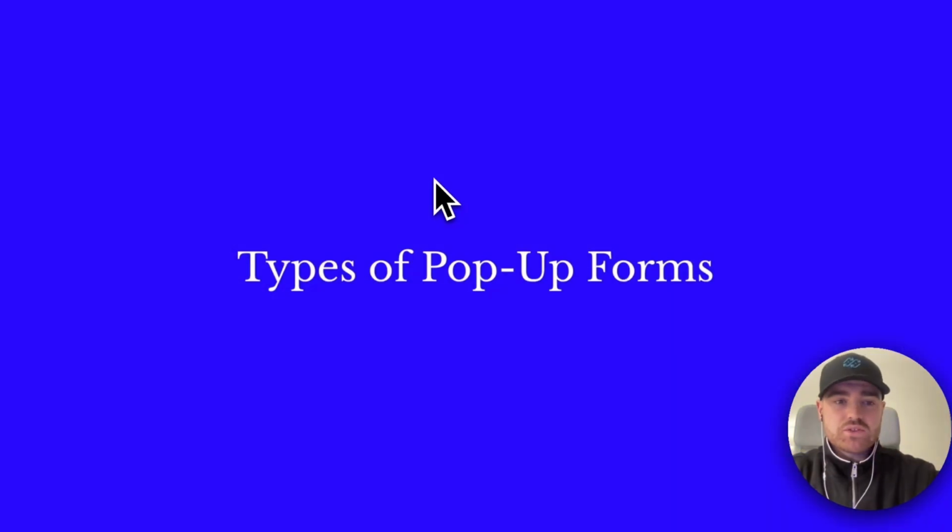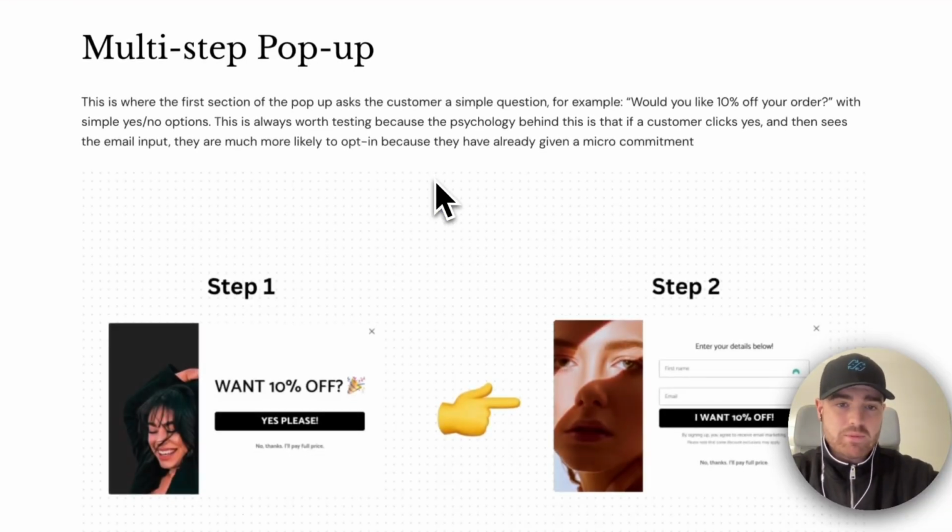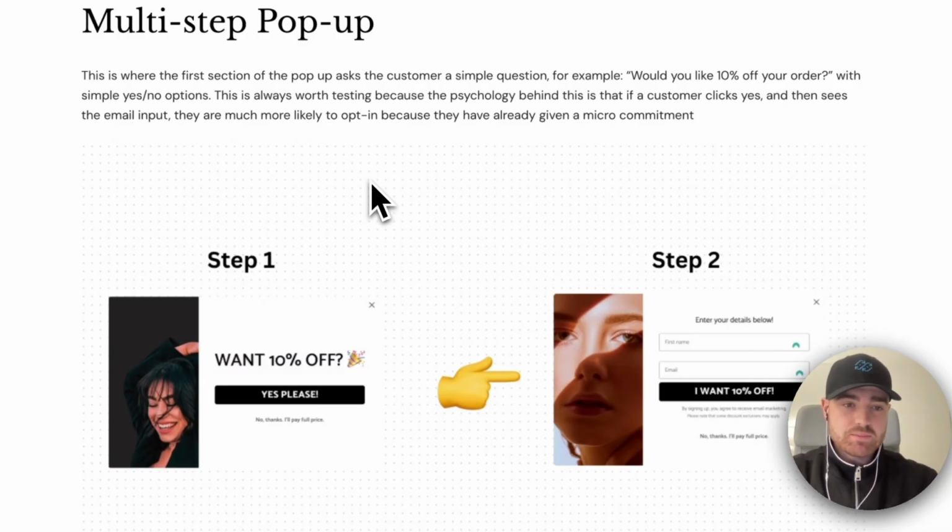So now we're going to touch on what type of pop-up forms you should set up for your brand. Firstly, we have the multi-step pop-up form, probably one of the best converting ones that I've seen throughout my time at Retention for Brands, and it essentially works in a very simple way. Rather than saying, here's 10% off, can we have your email straight away? We're actually asking the question, would you like 10% off?